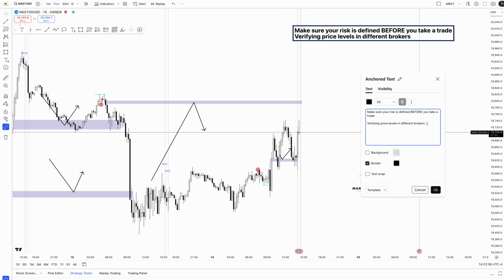So just verify your price levels in different brokers. I would say at least try to consolidate between 3. So just mark up, have 3 different brokers or charts you'd want to compare prices to, and just take the signal that at least one of them gives you.